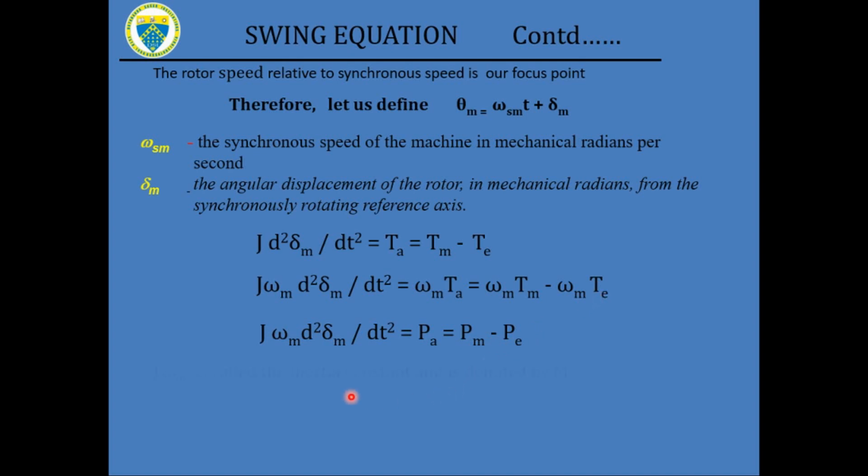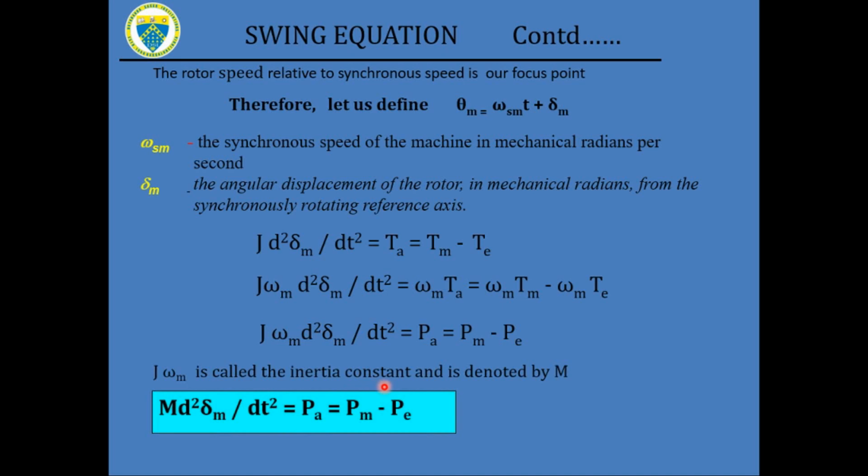Now here the product J omega m is called the inertia constant and is denoted by M. Therefore, the resultant equation becomes M d square delta m by dt square is equal to Pa, that in turn is equal to Pm minus Pe. This is known as the swing equation with respect to inertia constant.